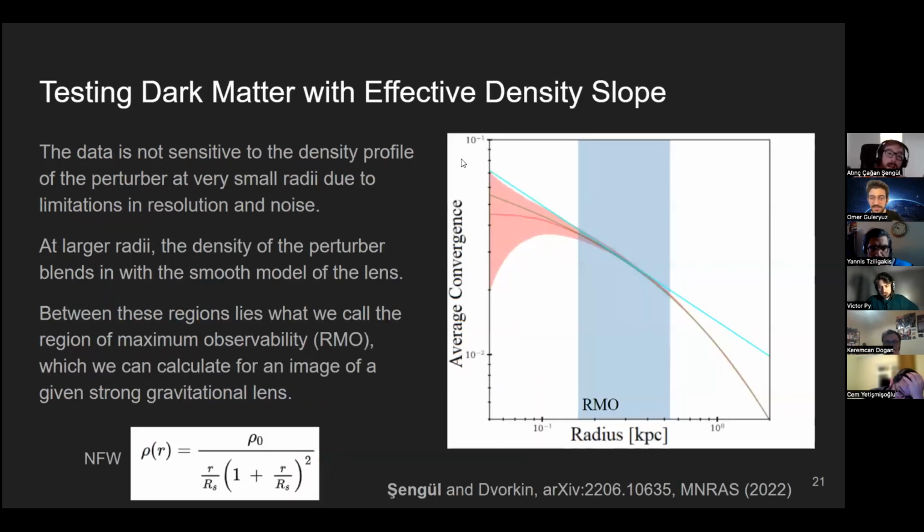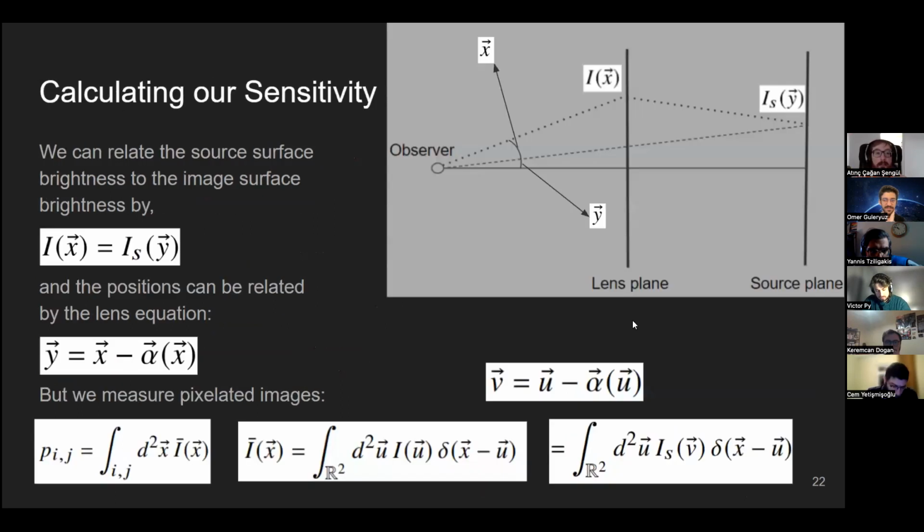So before we go into the math, let me just quickly say, in general, we are not sensitive to the density profile in these inner regions because you start going below your image resolution, which you're not able to probe. For larger radii, the density profile of the perturber starts blending in with the main halo that you're also modeling. So you cannot tell where the perturber ends and where the main halo begins. It's like having a mountain peak and a smaller peak next to it. Where does the smaller peak end and the bigger peak begin? You cannot tell. So it's like that. But I will also mathematically explain how this comes about.